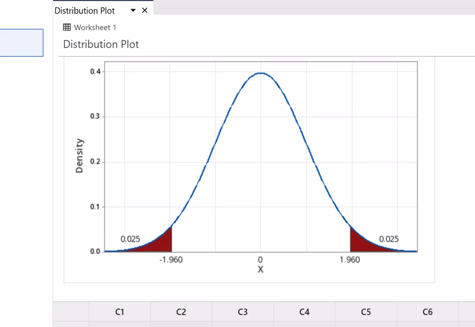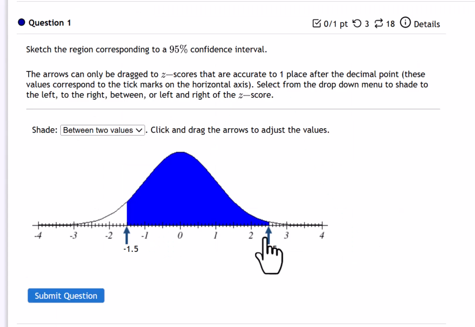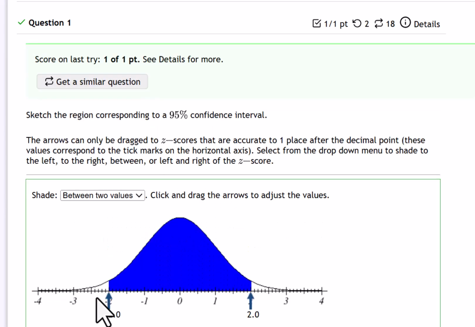So back to our problem, we're going to slide, and remember we can only do one decimal place, so we're going to just make that 2 and negative 2. Now we hit submit to see that we got it right.